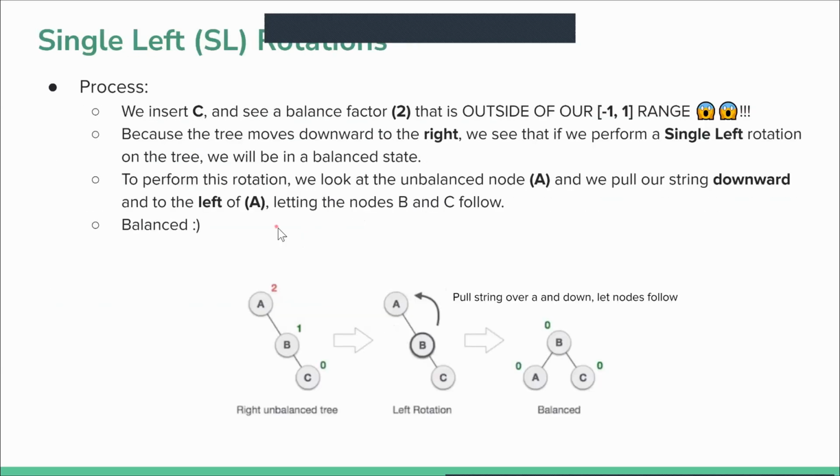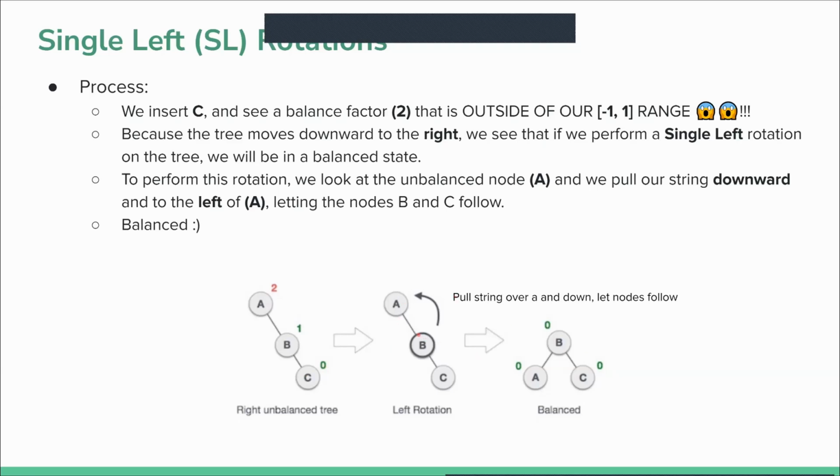All right, so to start with our single left rotation, we're going to say this is our unbalanced tree. It moves down, right, from A. This is our root node. And we notice we inserted C. Right? Before, this would have been balanced. If it were just A and B, A would have been 1, B would have been 0. But we insert C and we find that it's out of our -1 to 1 range. Because it moves down to the right, we see that if we perform a single left rotation, which is represented here, our tree will then be in this balanced state.